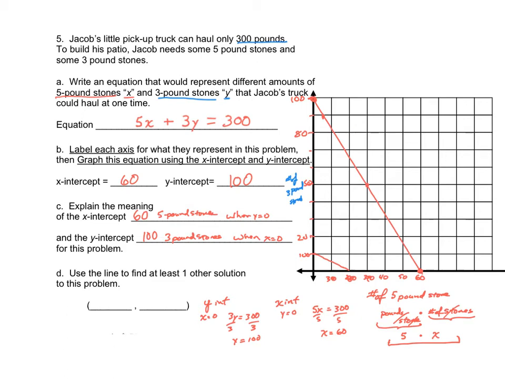All right. So anyway, this point right here, it works. So 30, 50. What does that mean? I could buy 30 5-pound stones and 50 3-pound stones and still haul them in Jacob's little pickup truck without it breaking down, hopefully. All right.